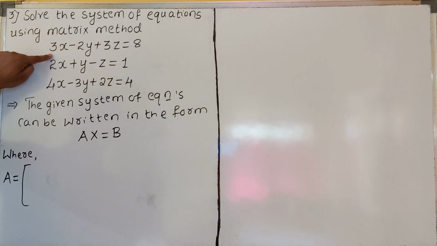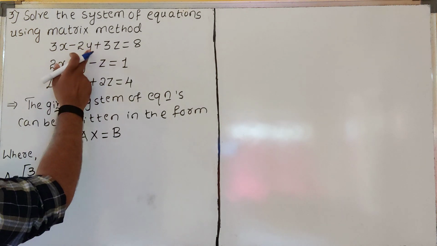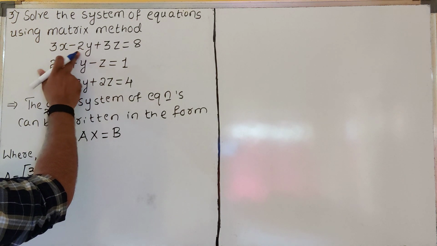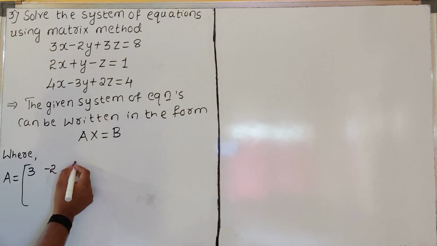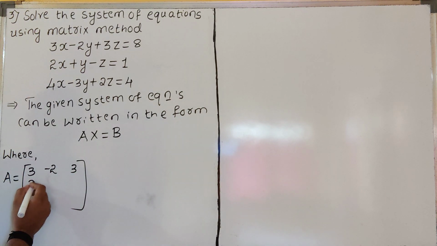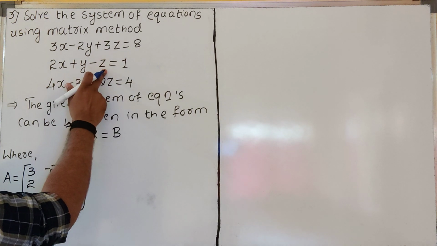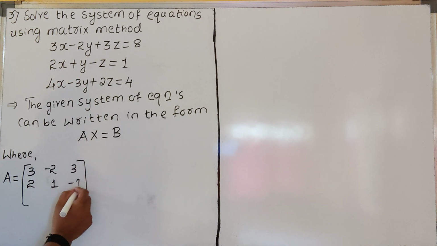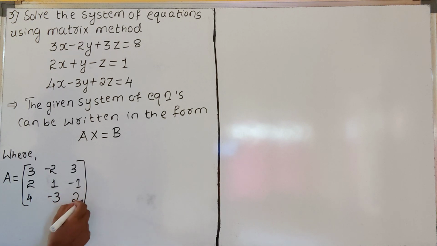So in the square bracket, what is A, how to write? In front of x, what number is there? That you have to write here. So 3, and again in front of y, what is that? Minus 2, and next 3. Give space and write. Now see here, what is that? 2, 1, nothing is there means 1 is there. In front of z, what is there? Minus 1. Then 4, minus 3, 2, dear students. I wrote 4, minus 3, 2. This is your matrix A, dear students.